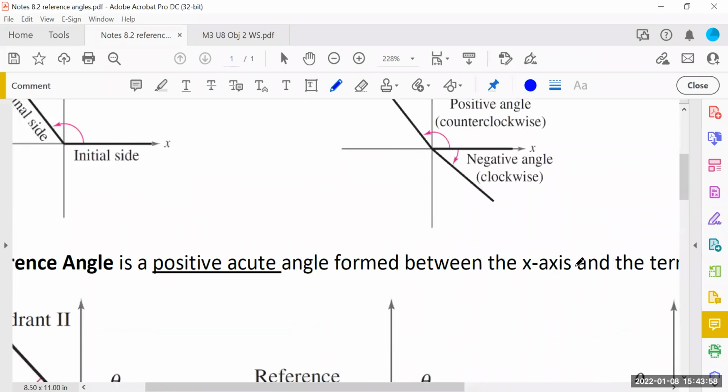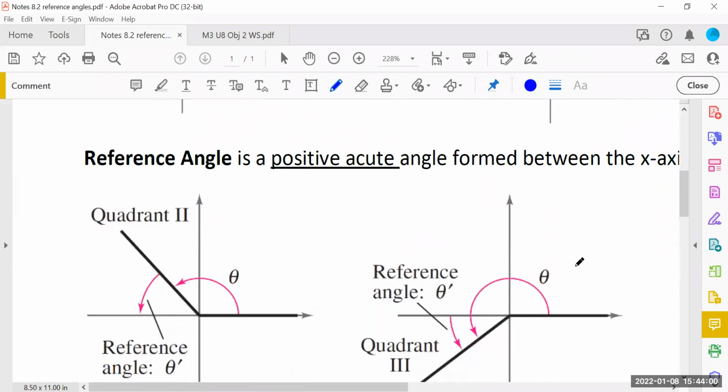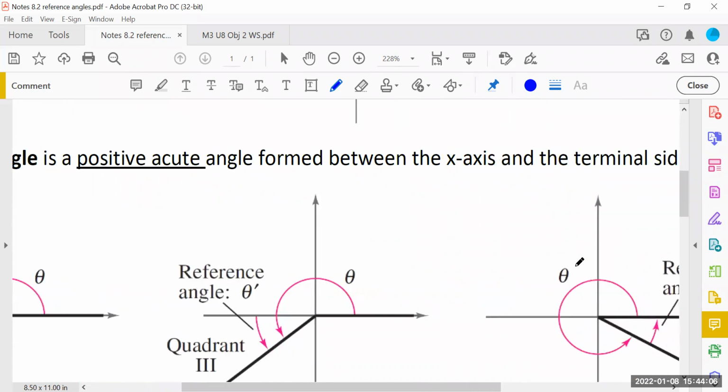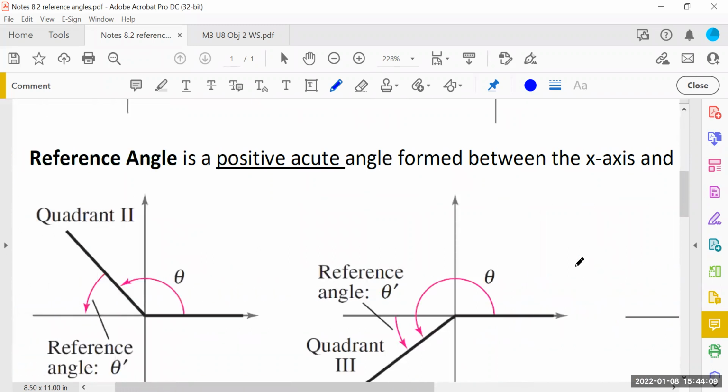So now we're going to talk about reference angles oftentimes, which is a positive acute angle between the x-axis and the terminal side. Acute meaning it's always between 0 and 90 degrees. Okay, it's got to be between 0 and 90. It's got to be positive. If those are not true, it's not your reference angle.